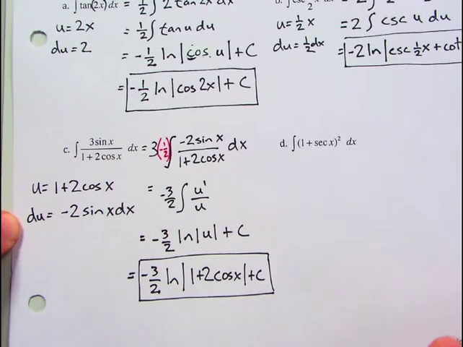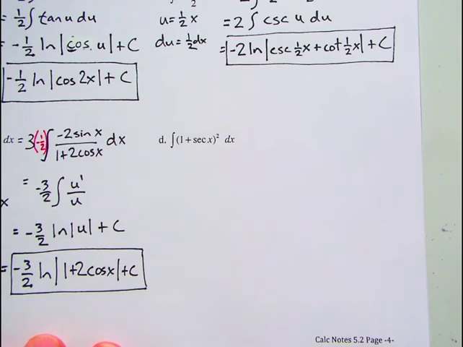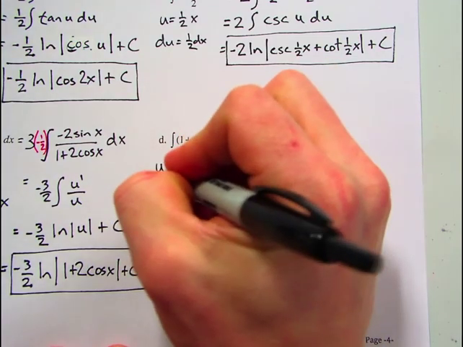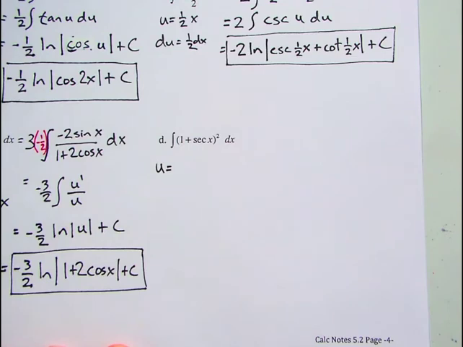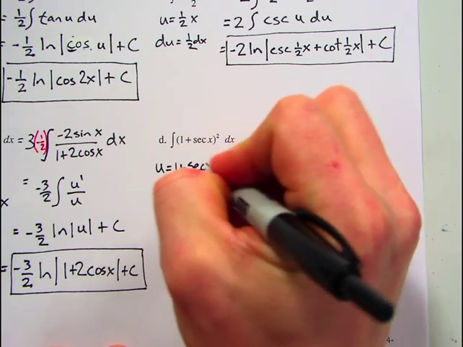Yep. All right. And letter D here is another type of example you can see. Notice this isn't a straight trig function. What I'm really seeing here is a function squared. So this is a problem. So here, in this case, u is going to be our inside function of 1 plus secant x.